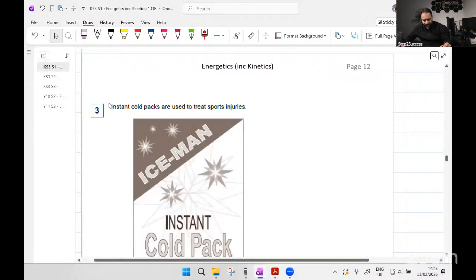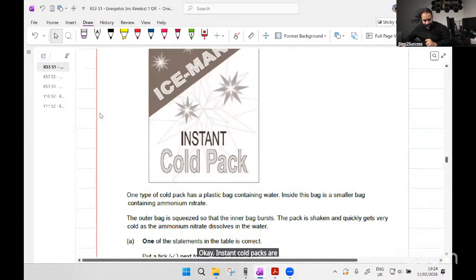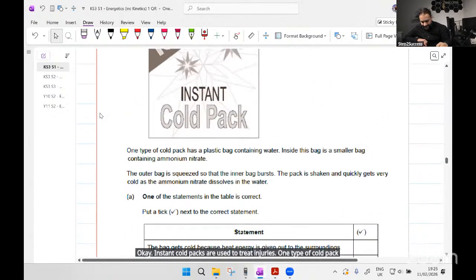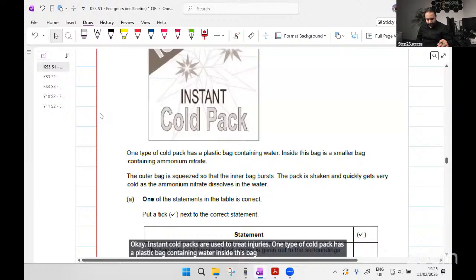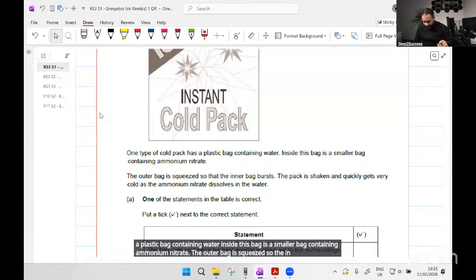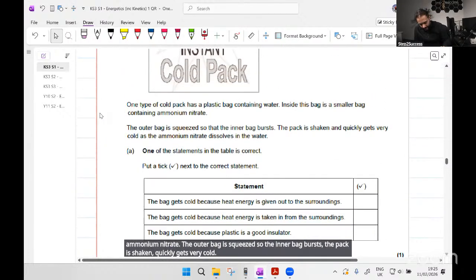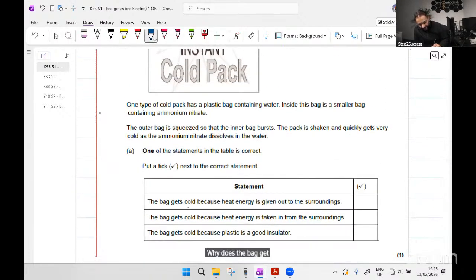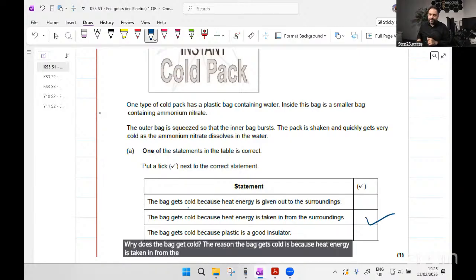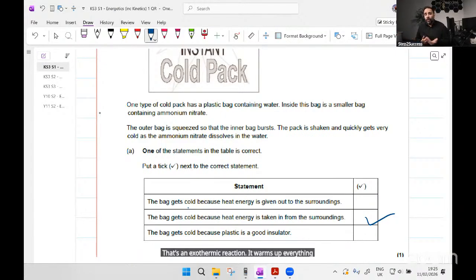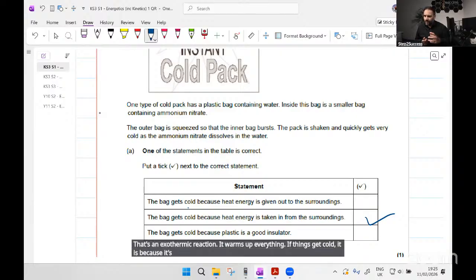Three, four, okay. Instant cold packs are used to treat injuries. One type of cold pack has a plastic bag containing water. Inside this bag is a smaller bag containing ammonium nitrate. The outer bag is squeezed, so the inner bag bursts. The pack is shaken, quickly gets very cold. Why does the bag get cold? The reason the bag gets cold is because heat energy is taken in from the surroundings. It's quite hard to explain that, but essentially an endothermic reaction is one that sucks in heat. So that means around it, it gets colder, just like in an exothermic reaction. If I start a fire, that's an exothermic reaction. It warms up everything. If things get cold, it is because it's an endothermic reaction. It takes a little while to get your head around that.